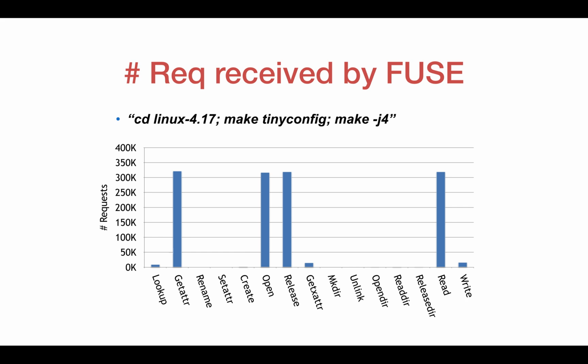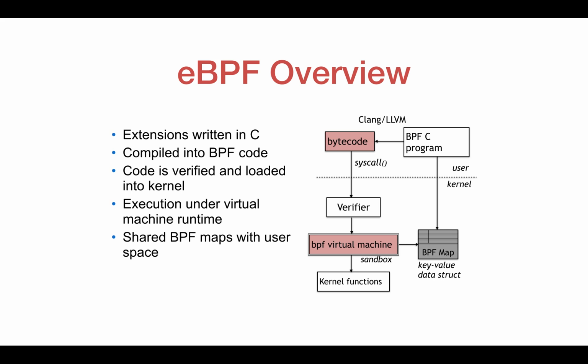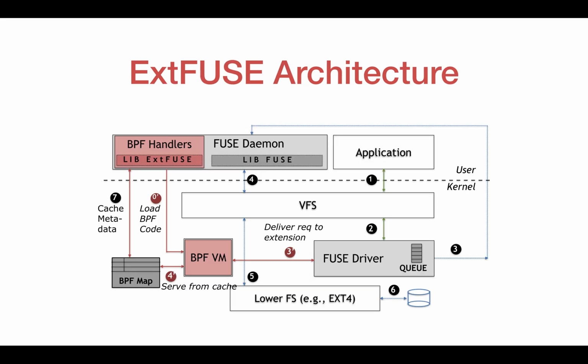This is exactly what we do in this work, leveraging the eBPF framework. eBPF allows applications to insert custom code in the kernel and safely execute them under a virtual machine runtime. eBPF is a part of the Linux kernel and is used by perf, tracing, and networking subsystems. We integrate eBPF with Fuse to provide the extFuse framework for user file systems.